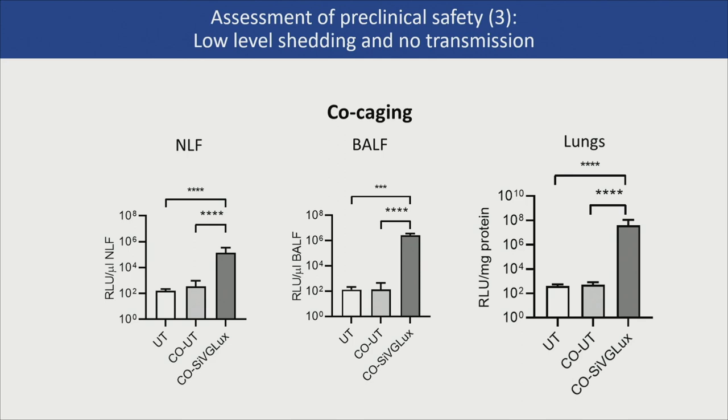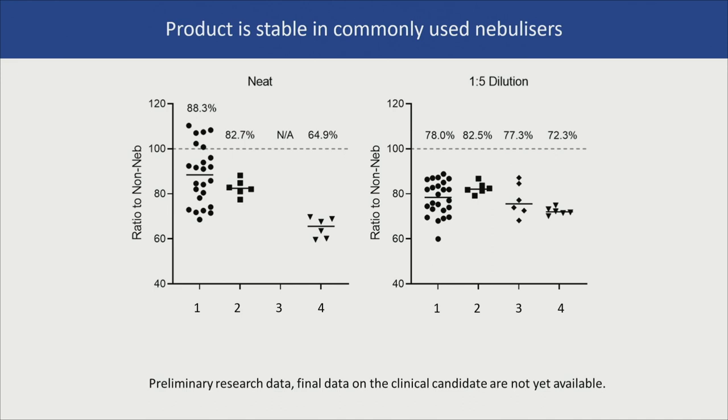The next thing you need to know is whether this product is stable in commonly used nebulizers. These are 4 commercially available nebulizers, and I think you can see whether you put it in neat or at a dilution, and you will need to dilute this in the nebulizer, roughly 80% of the virus is viable in these nebulizers, giving us quite a lot of encouragement. So the first in human trial is going to be nebulized.